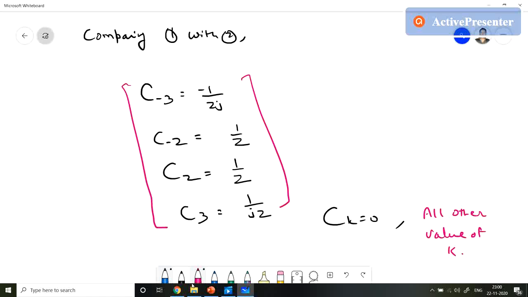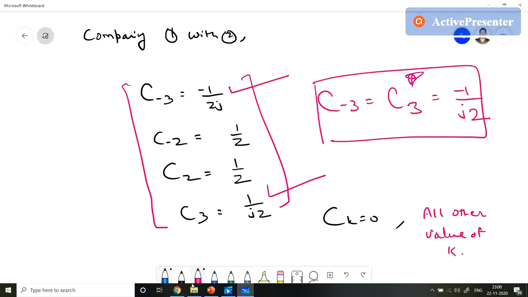And a very important thing is that c minus 3 is the conjugate of c3. So c3 is 1 divided by 2j. If we find the conjugate, that is equal to minus 1 divided by 2j, so we have verified. This is c minus 3 and this is c3. We can verify through this expression also, because c_k conjugate is equal to c of minus k.